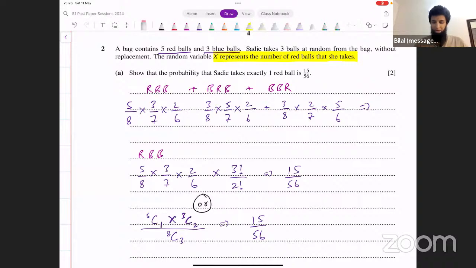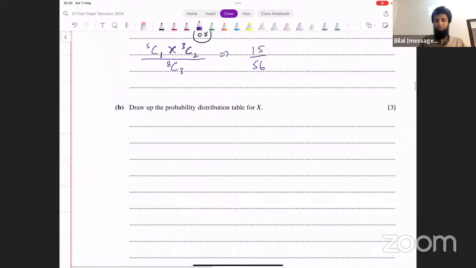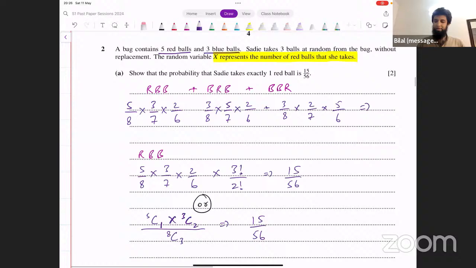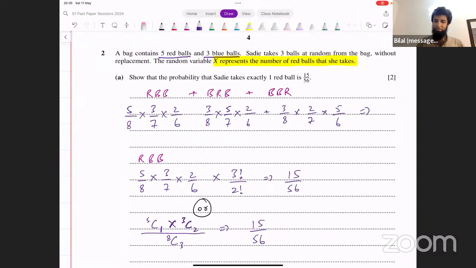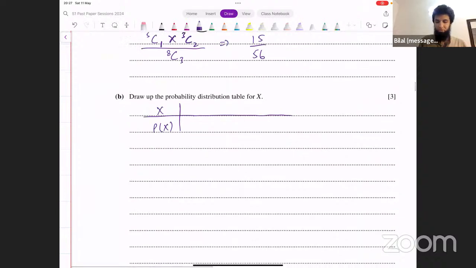Okay. Now, in the second part, it says, draw up the probability distribution table for x. That means you want some values of x and corresponding probabilities of those values of x. Now, what does x represent? X represents the number of red balls taken. What could be the number of red balls? You're taking a ball 3 times. X could either be 0, right? You might have no red ball. You could have x equal to 1, or x equal to 2, or x equal to 3. These are 4 possible cases that you have.